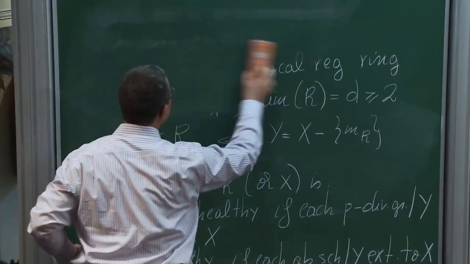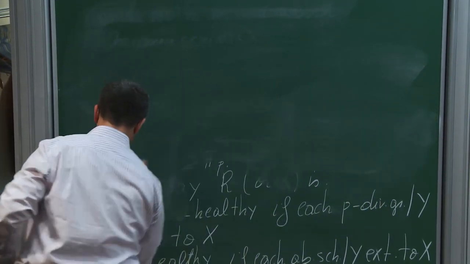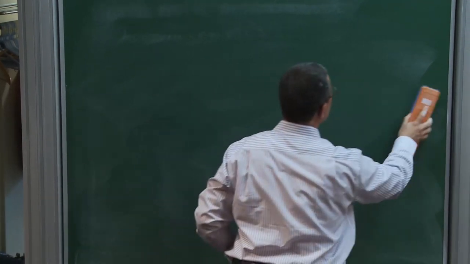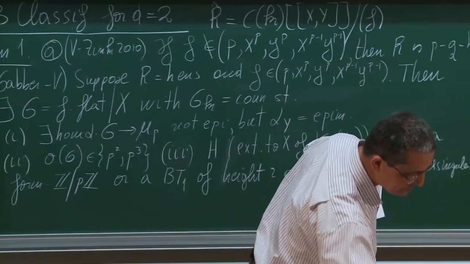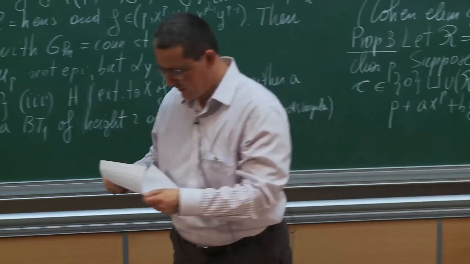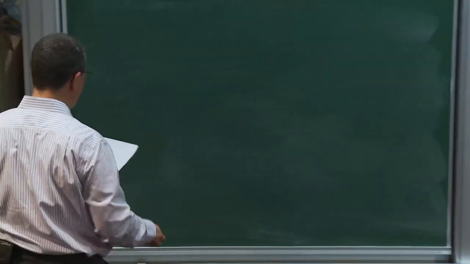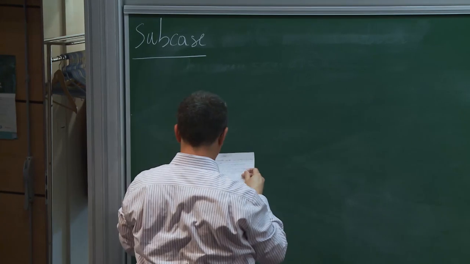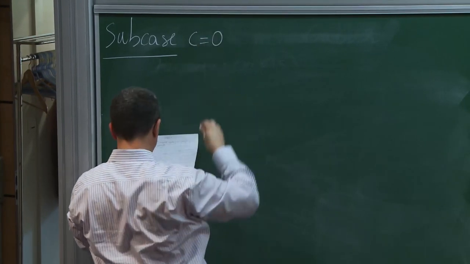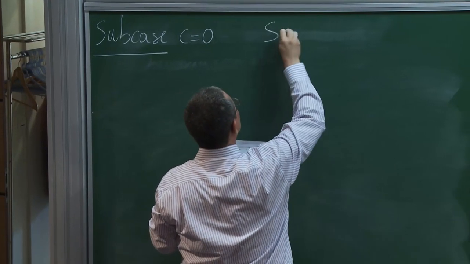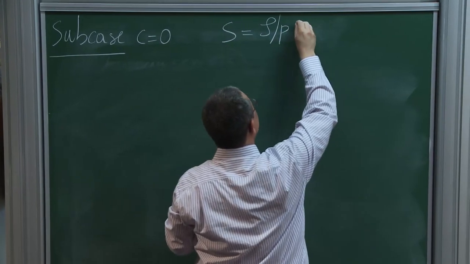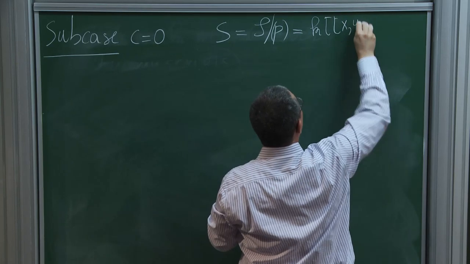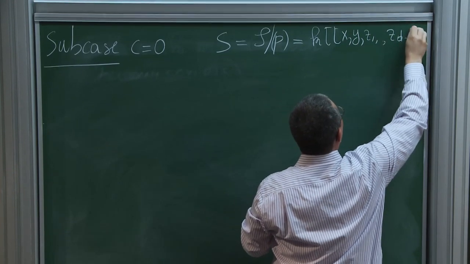We worked for families where we had an Eisenstein element in multiple variables, and Lau was able to do the general case, following quite closely the work of Zink and myself. So now I'm going to introduce some matrices just to get a flavor of what is involved. Subcase when we have C equal to 0. We'll also need to introduce S script divided by P.